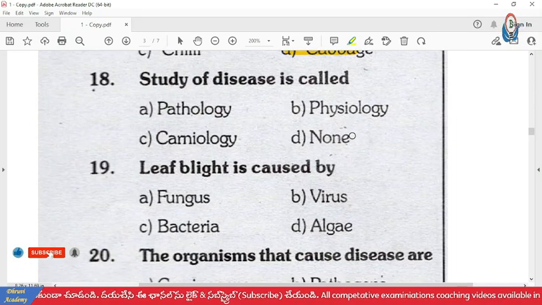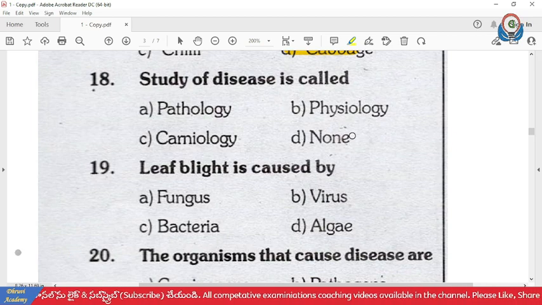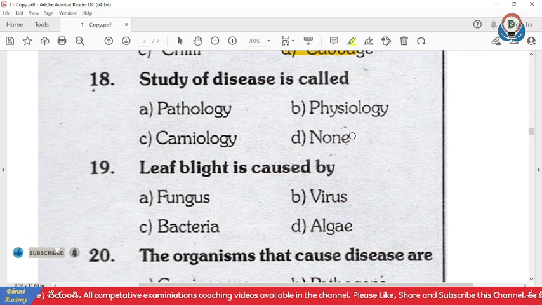Study of disease is called, is it A pathology, B physiology, C cardiology, or D none? Study of disease is called pathology. Answer.